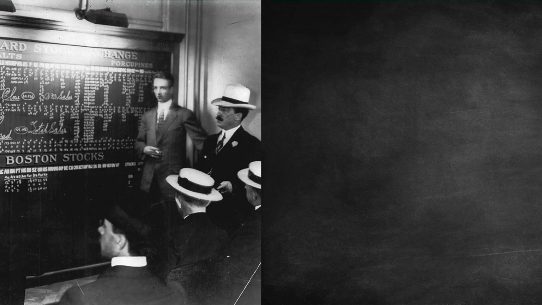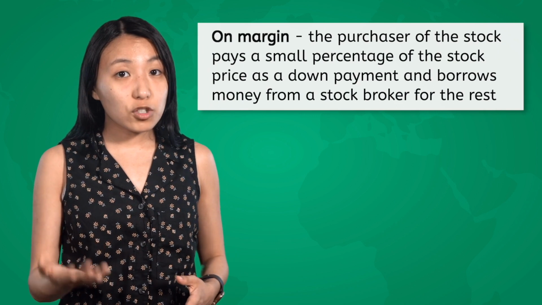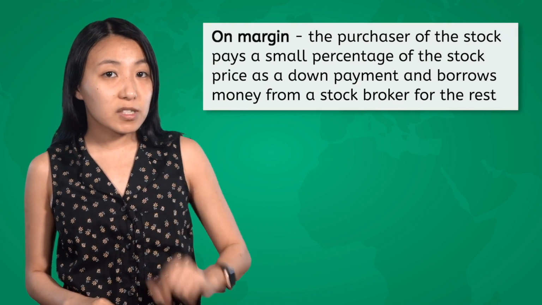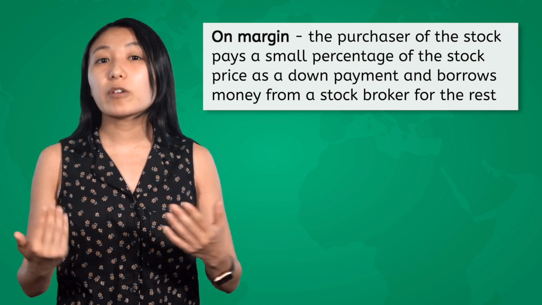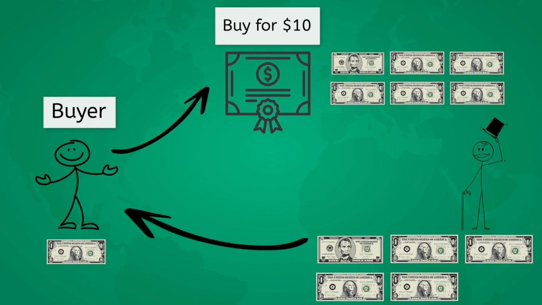By the mid-1920s, economic growth in America was being driven by the stock market. The stock market allows individuals to buy portions, or stock, of a company, hoping that the stock price will increase, thereby making money for the individual investor. Between 1925 and 1929, millions of people with just a little bit of extra money began buying stock on margin. On margin means that the purchaser of the stock pays a small percentage of the stock price as a down payment and borrows money from a stockbroker for the rest. So, if a share of stock costs $10, the buyer puts $1 down and borrows the other $9.